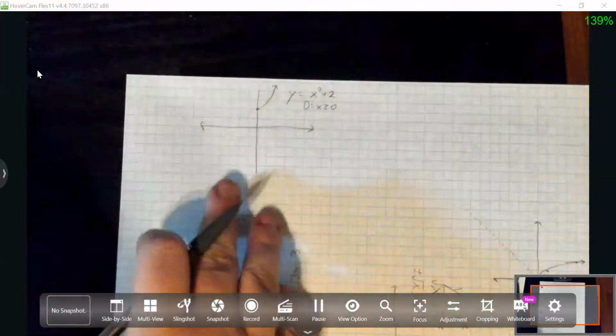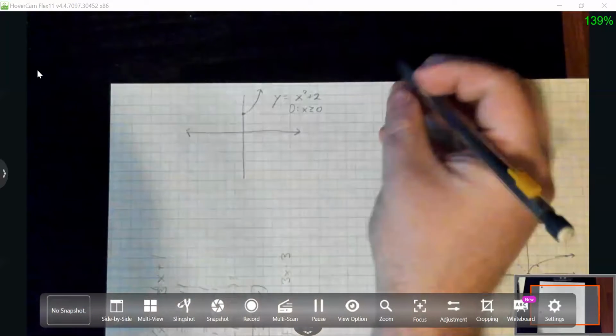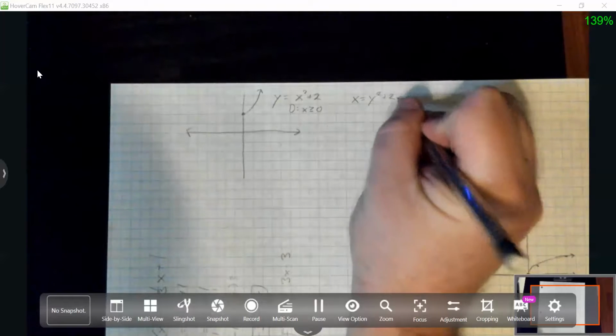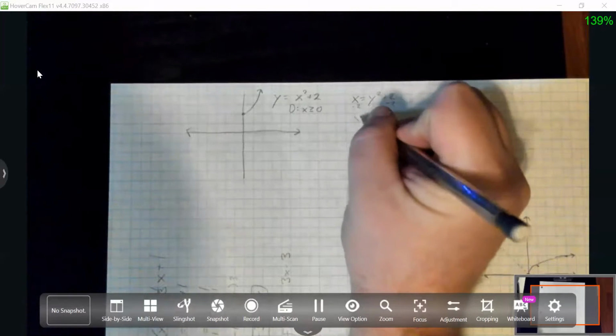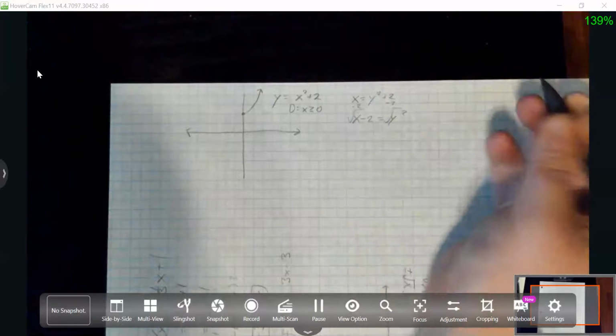Now, the key when we look at this is we need to know which side. So if I go to find the inverse, I'm going to take this and apply my inverse to it. So x equals y squared plus 2. Subtract the 2 from each side. I get x minus 2 equals y squared. And then I would need to square root it.